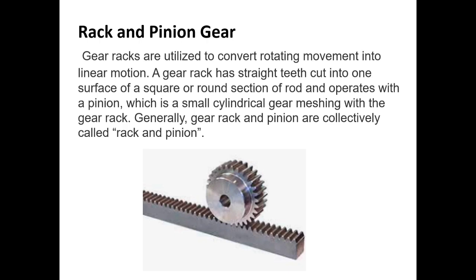Next, rack and pinion gear. Gear racks are utilized to convert rotating movement into linear motion. A gear rack has straight teeth cut into one surface of a square or round section of rod and operates with pinion, which is a small cylindrical gear meshing with the gear rack. Generally, gear rack and pinion are collectively called rack and pinion. The rack and pinion gear.